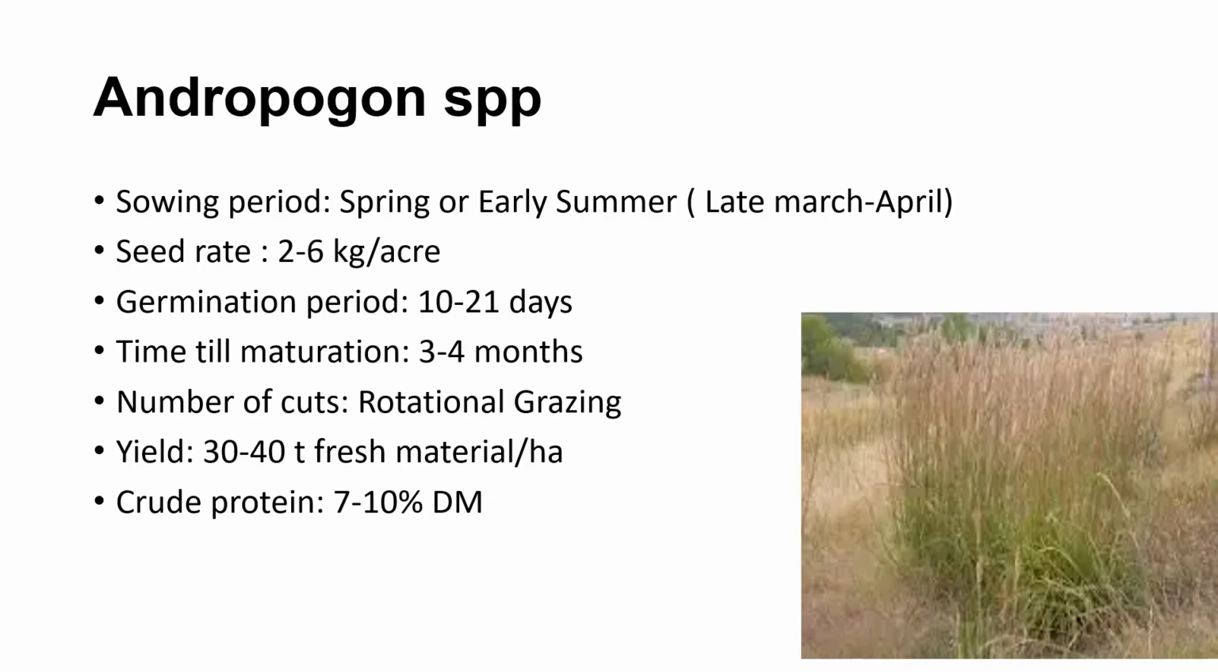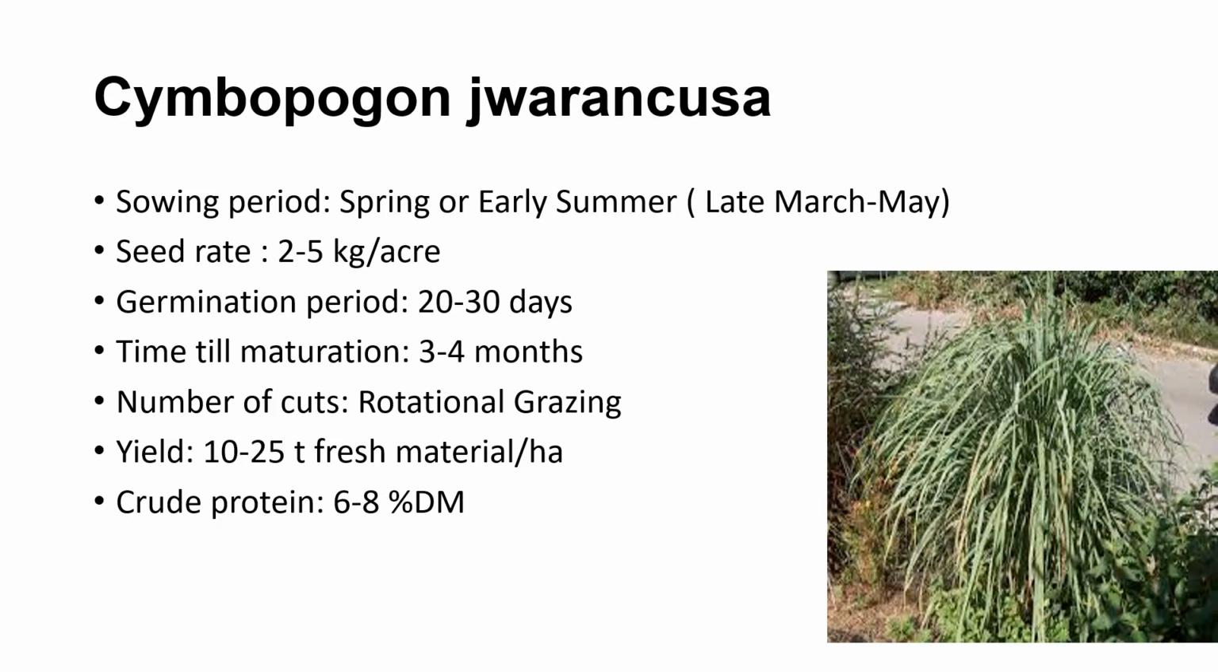Andropogon species is another species that we didn't mention among the important rangeland species, but it is also very important and extremely loved by the animals. Unfortunately, it is declining in Cholistan as well as the Thal Desert in Punjab because animals are unsustainably grazing it. It has the same characteristics, but its crude protein is a little less compared to the previous two grasses.